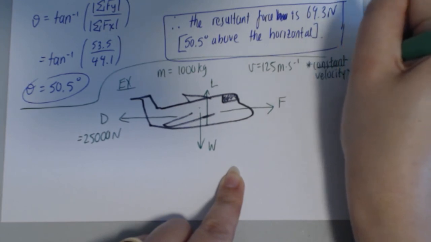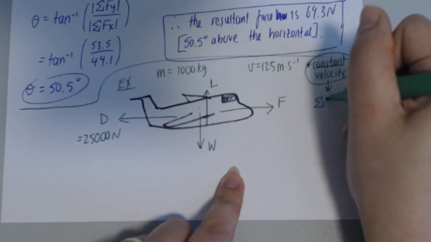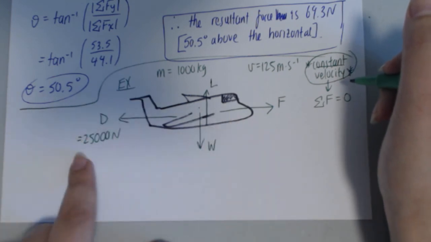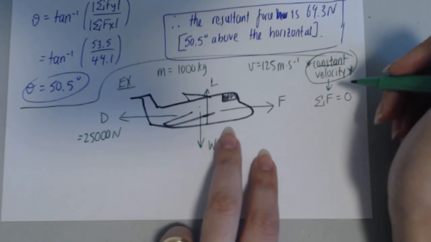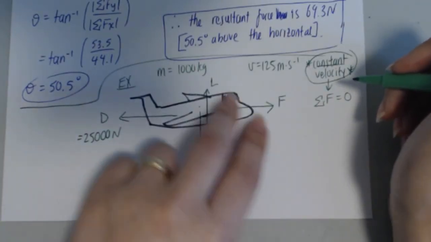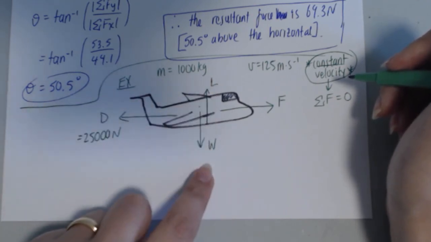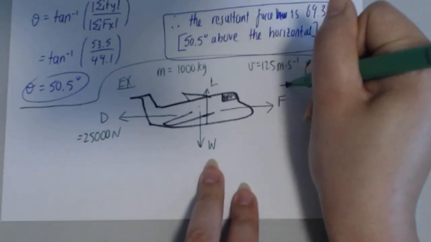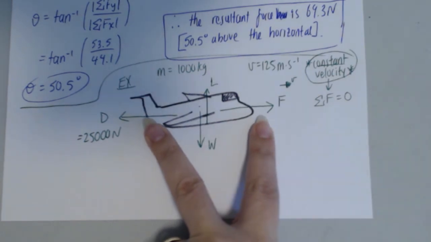As long as an object is not accelerating, if it is constant velocity or zero velocity, I know that the sum of the forces is going to be 0. In this case, that is true for the y and for the x direction. Assuming this plane has reached its cruising altitude, it's not going to have any acceleration in the y direction. So L and W are going to be balanced. And since it's traveling at constant velocity, its velocity being in this direction, these 2 forces also have to balance each other.